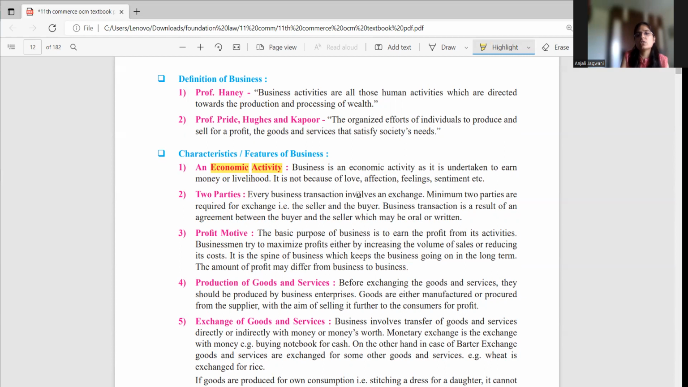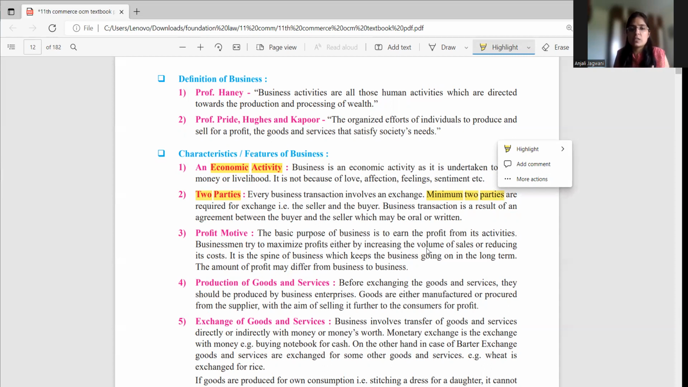So every business transaction involves an exchange. Minimum two parties. There could be more than two parties. Suppose manufacturer is there, then there is this distributor in between, and then there is a wholesaler, and then there is a retailer, and then there is a consumer. This whole line is there definitely, but minimum two parties are involved. More parties can be involved in a business, but over here what we are saying is minimum two parties are definitely involved. So minimum two parties are required for exchange, that is the seller and the buyer.